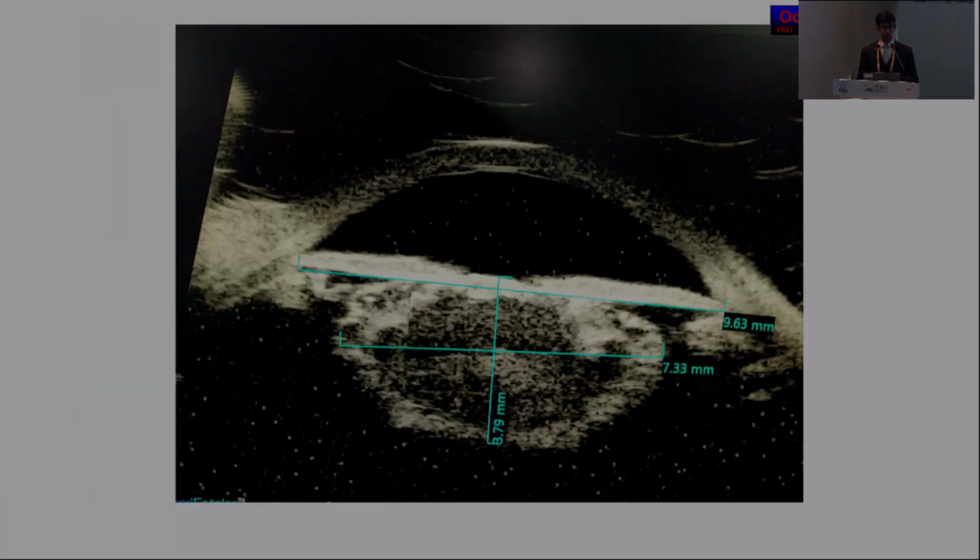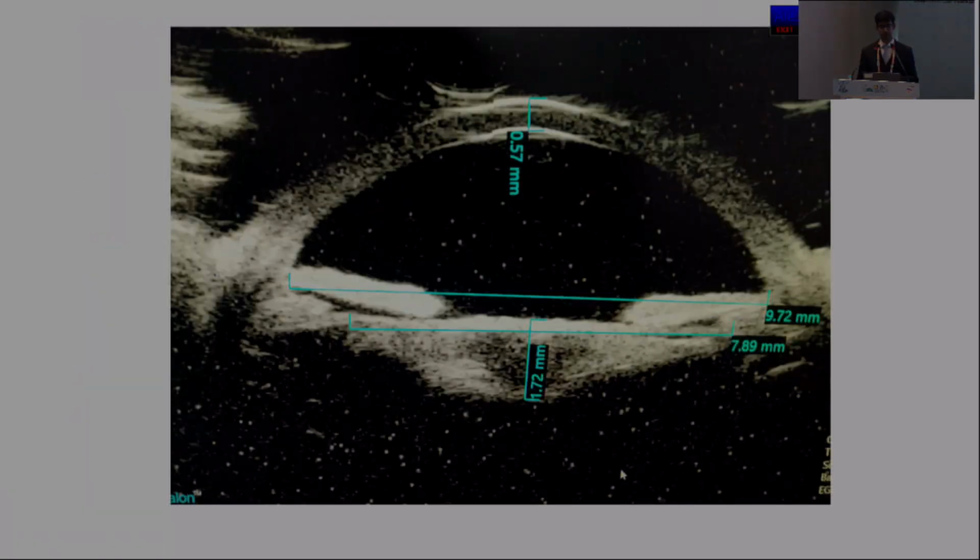This is a UBM of a cataractous lens. And again, I'll show you a partially absorbed cataractous lens where most of the lens matter is reduced. There can be a posterior capsular defect, so we may have to use a multi-piece IOL in such a case.